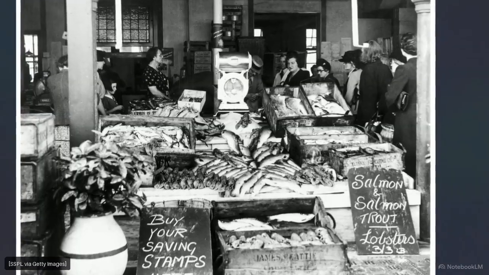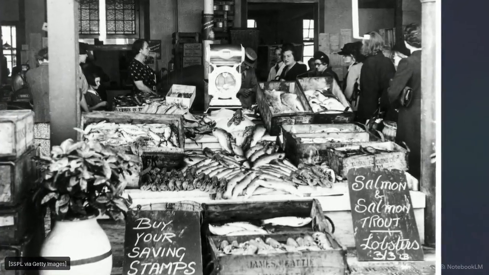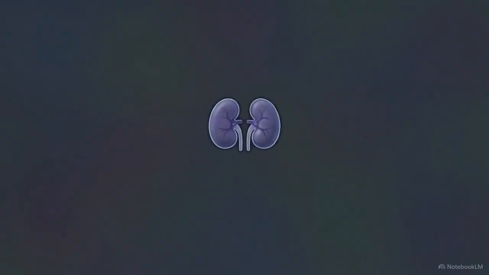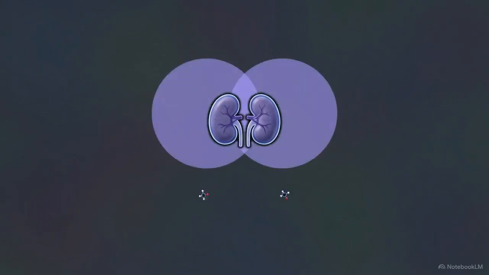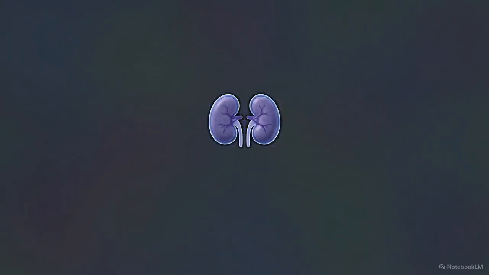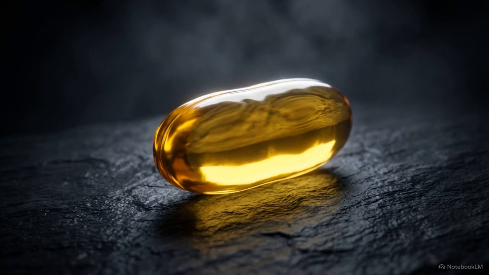Fish are rich in preformed TMAO, yet eating them is consistently cardioprotective. Fish-derived TMAO is transient and cleared quickly by the kidneys. It also comes packaged with anti-inflammatory omega-3 fatty acids that likely override any potential harm.